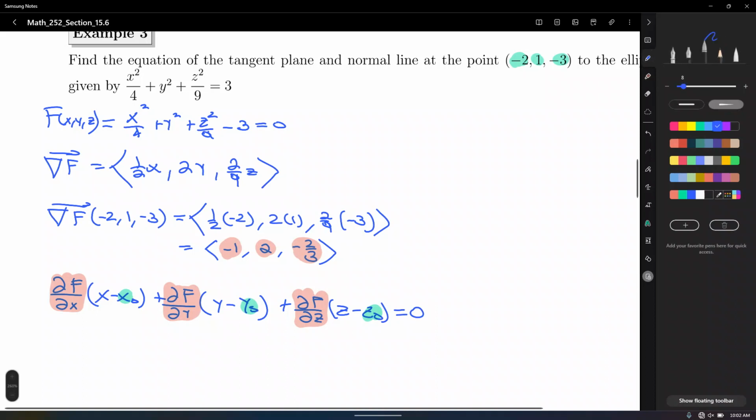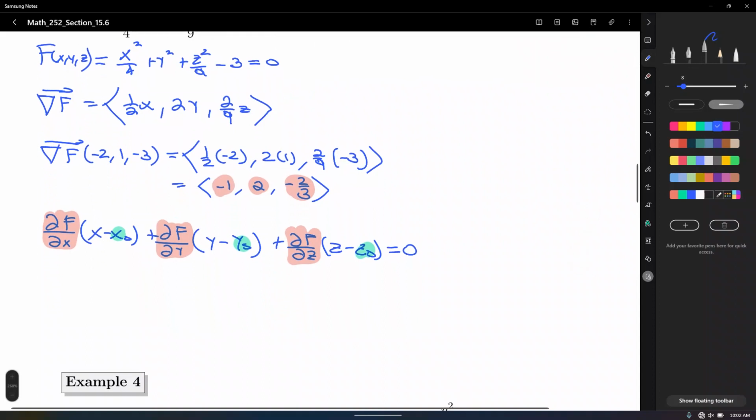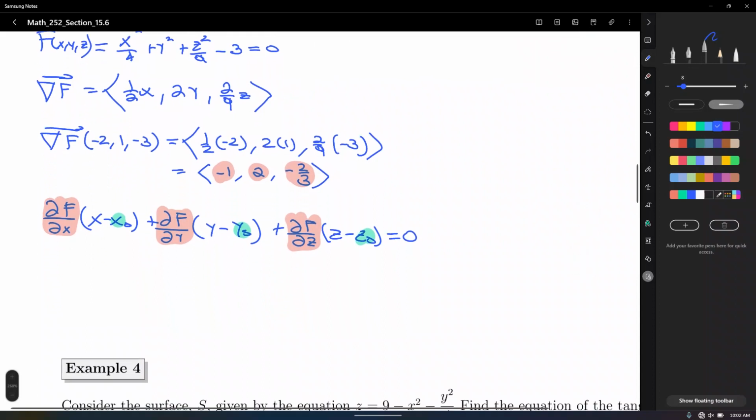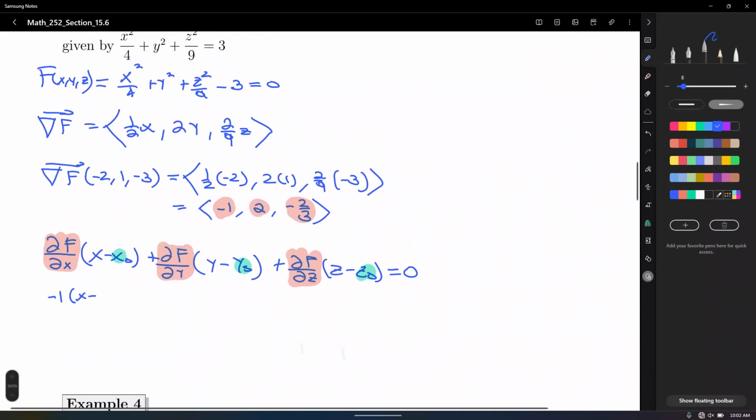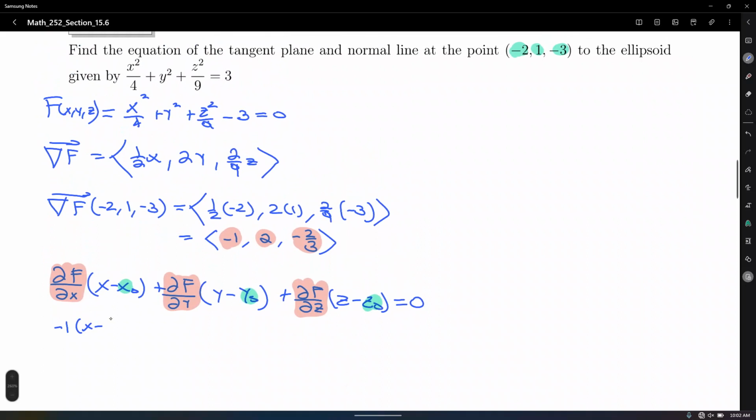Alright, let's go for it. From here on, it's just going to be substitution, simplify, etc. So that is -1 times x minus x naught. What's x naught? Is that a -2? Oh, that makes it a +2, right? Careful. And then +2 times y minus y naught, y minus 1. And lastly, that is plus -2/3, z minus 3. But that z minus -3 makes it a z plus 3. And let that be equal to 0.